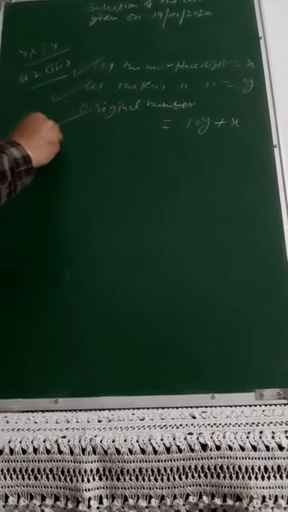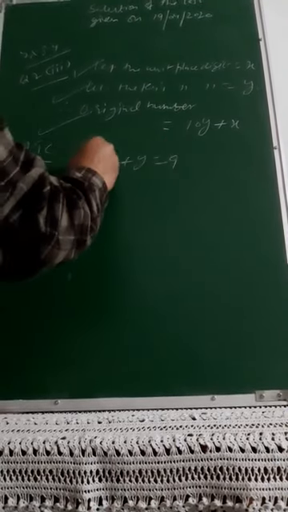Now, the sum of the digits. First equation according to the condition. These are the steps now. The sum of the digits is equal to 9. So equation number 1 is x plus y is equal to 9.